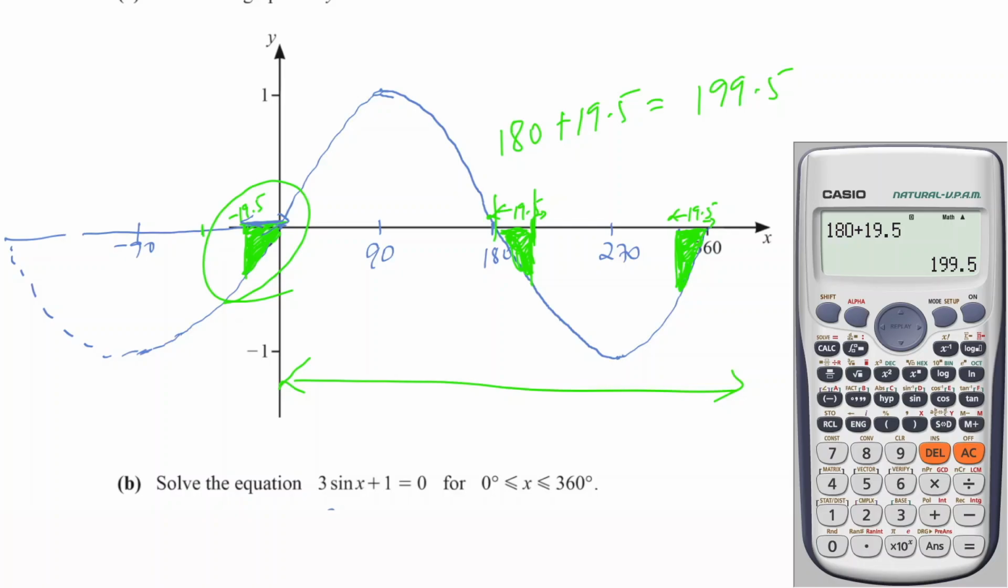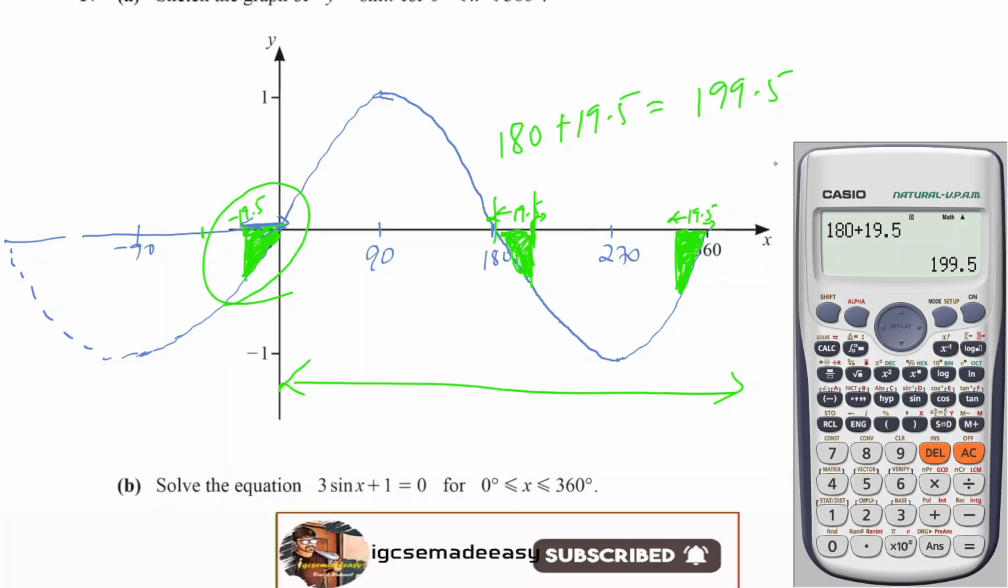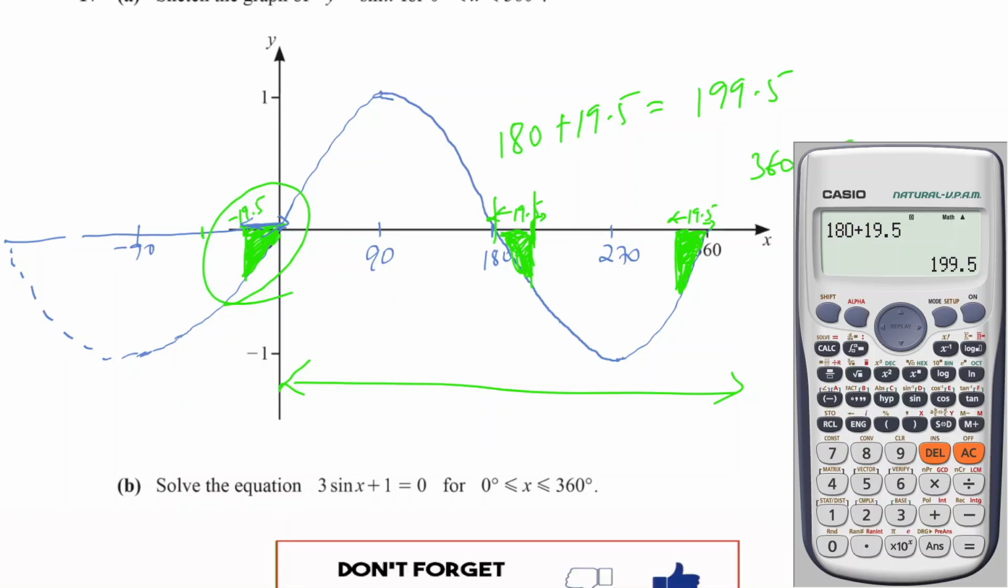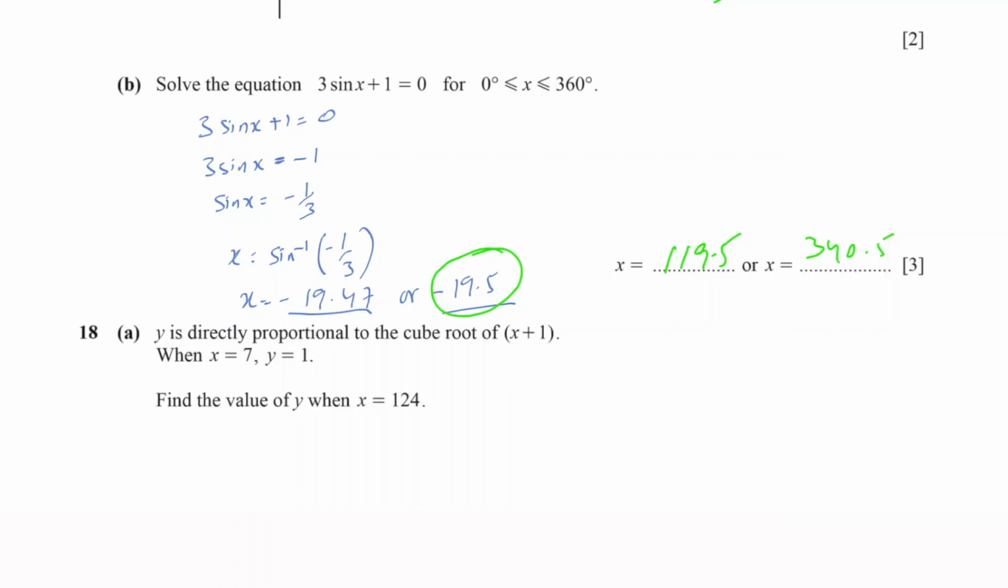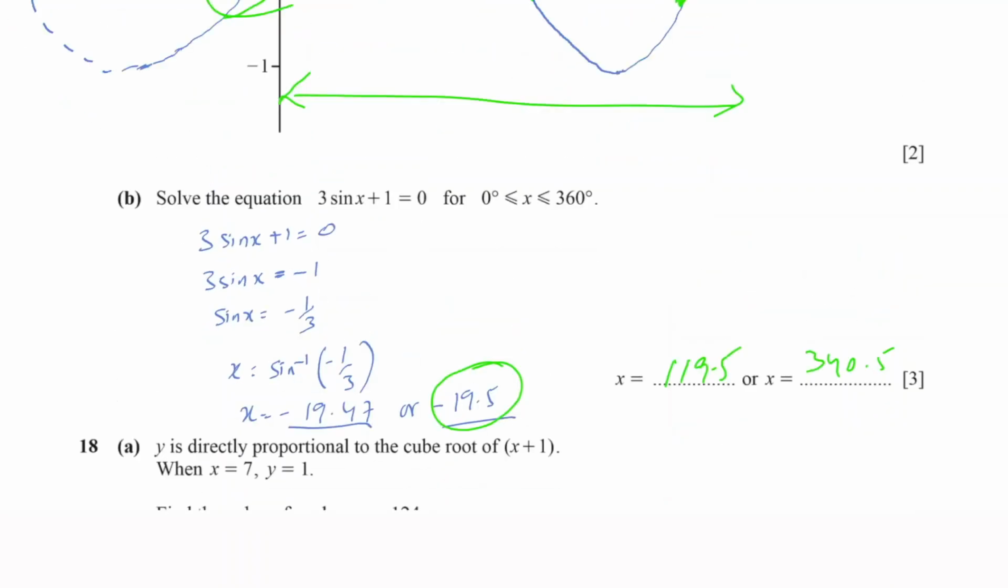Another answer will be here, 360 minus 19.5, because that's also the symmetrical face, right? So 360 minus 19.5 is what? 360 minus 19.5 gives you 340.5. Okay, the calculator is disturbing now. Now it's okay. 340.5. So I hope you understand this.